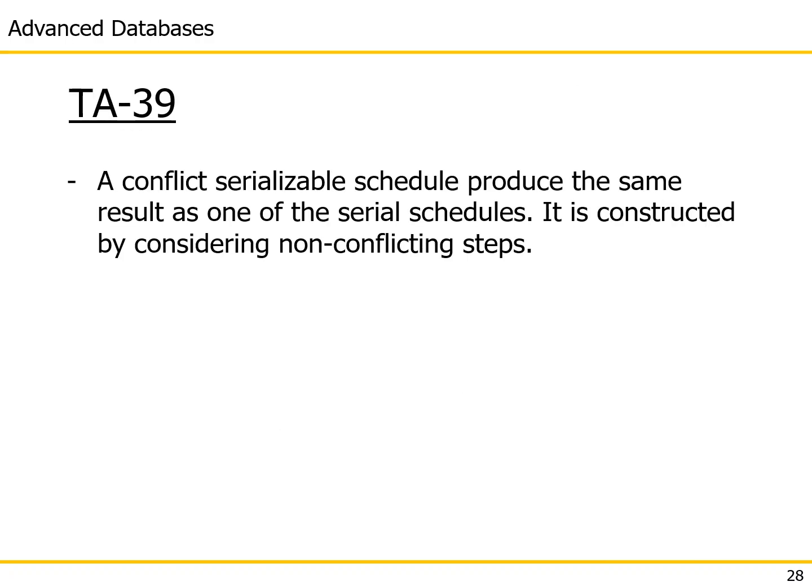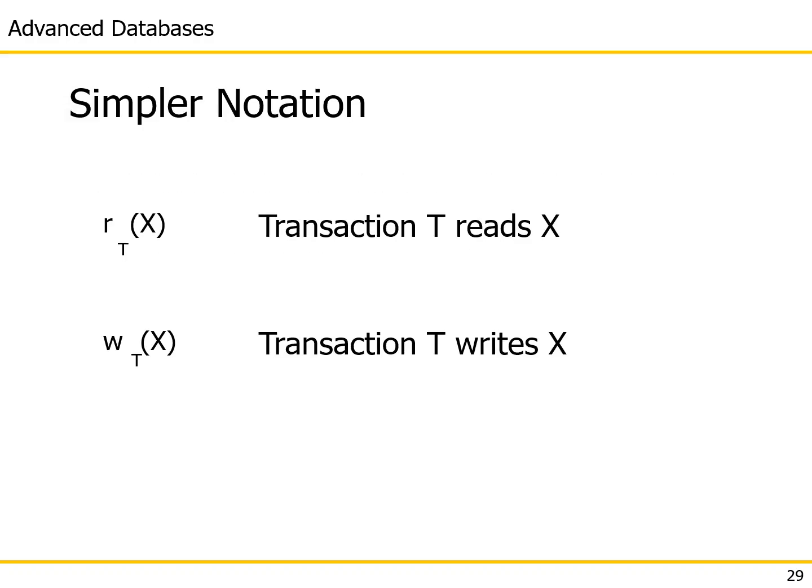So to summarize, a conflict serializable schedule produces the same result as one of the serial schedules. It is constructed by considering non-conflicting steps, and we will see what that means shortly. So to understand this notion of conflicting steps, I'm going to introduce a notation just to speed up the writing of the steps of reads and writes.